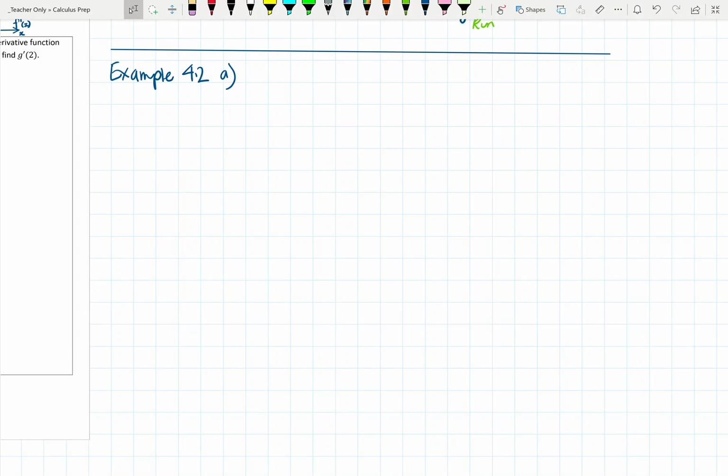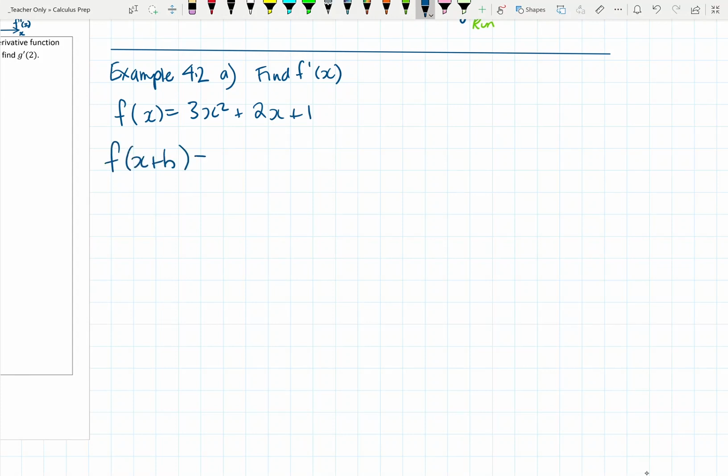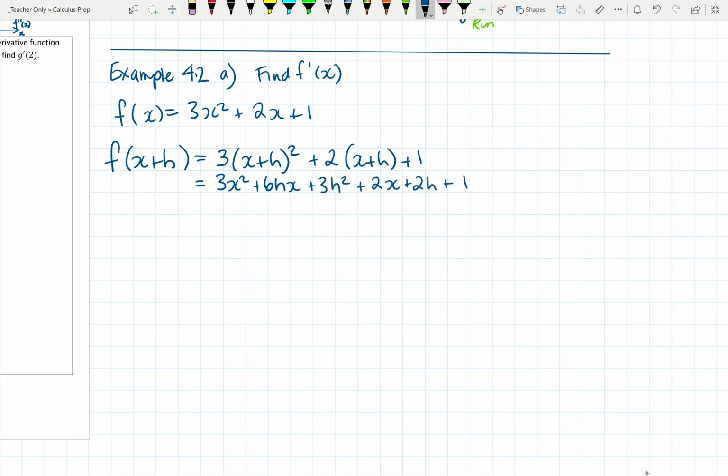But example 4.2 says use first principles to find the derivative function. So find f dash of x for f of x equals 3x squared plus 2x plus 1. Before we get started, we need to write down f of x plus h, which is 3 outside of x plus h all squared plus 2 x plus h plus 1, which is 3x squared plus 6hx plus 3h squared plus 2x plus 2h plus 1.